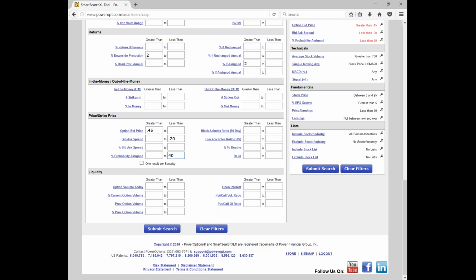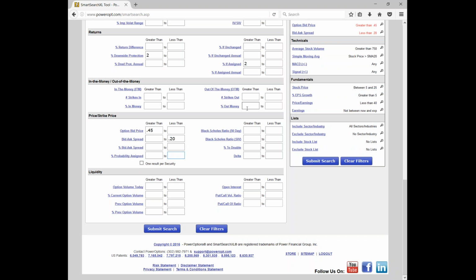You're going to reverse it just like we did with the in the money. You're probably going to look for a probability assigned of less than 40 or maybe less than 30. Not going to get as much premium as we'd want probably going that far out of the money, but again, you can use the probability to help you restrict that as well. But I find it easier just to be straightforward and use the range in or out of the money by percentage or number of strikes.